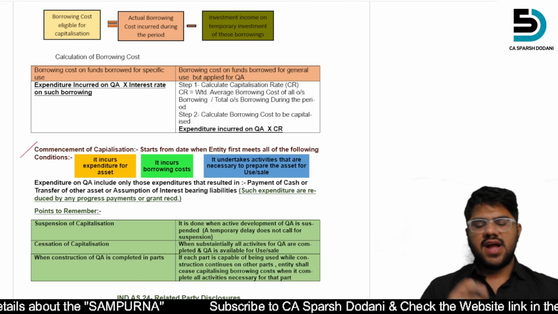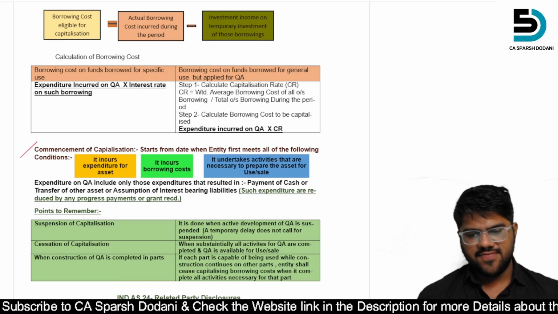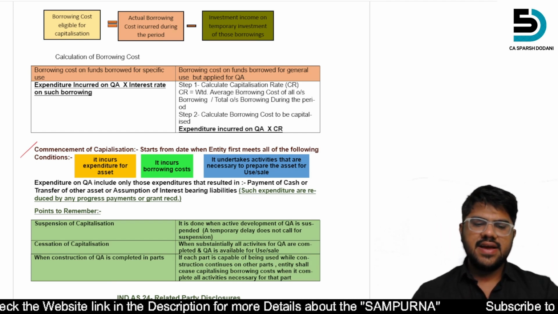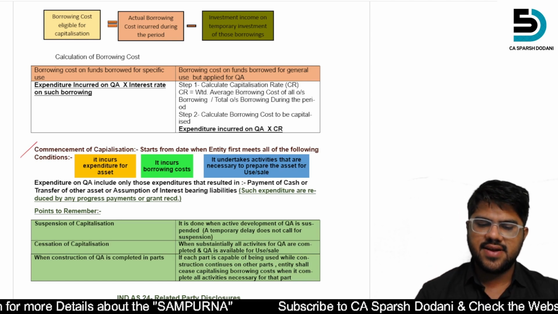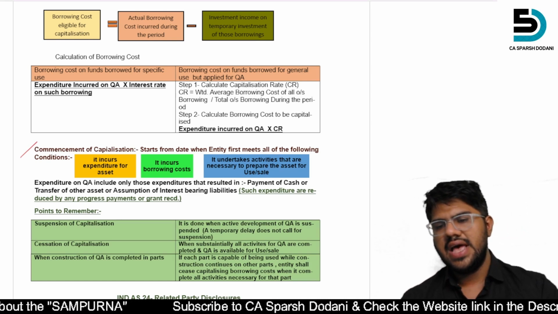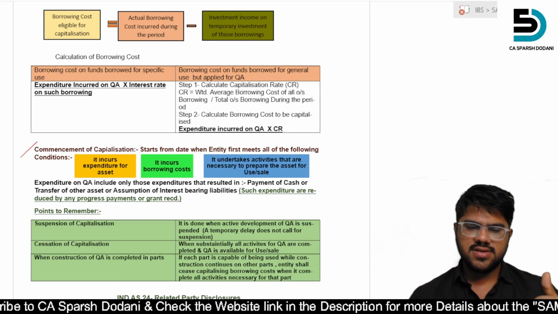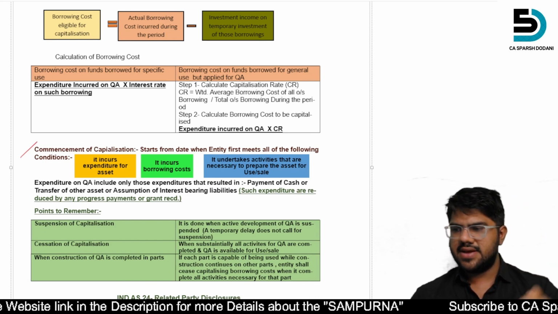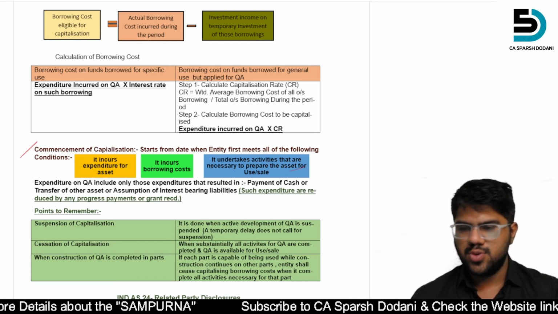Commencement of capitalization starts from the date when the entity first meets all of the following conditions. What are the following conditions? It incurs expenditure for the asset, it incurs borrowing cost, and it undertakes activities that are necessary to prepare the asset for use or sale. So three things are important. It incurs expenditure, it incurs borrowing cost, and it undertakes the activities that are necessary to prepare the asset for use or sale.